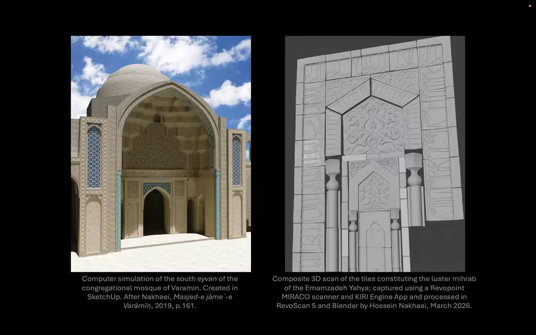When we think of 3D modeling in architectural history, we often imagine detailed digital simulations or precise 3D scans of architectural elements or entire buildings. But that's only part of the story. 3D modeling is not just a technical process, but a way of thinking spatially.